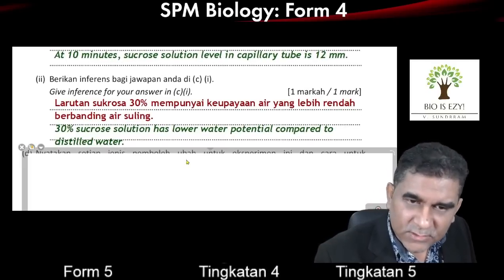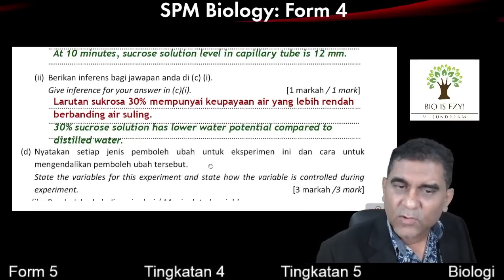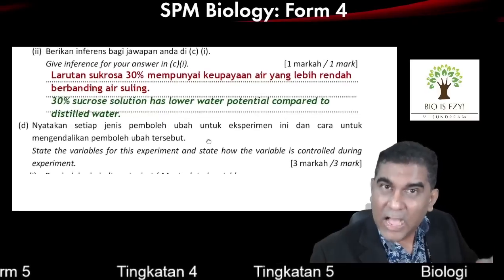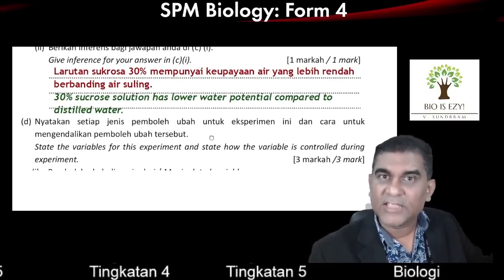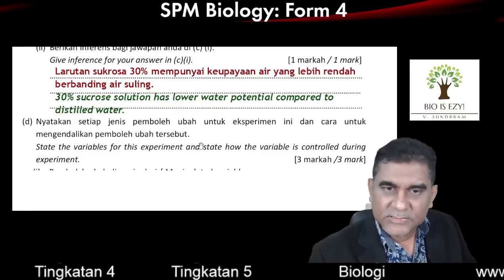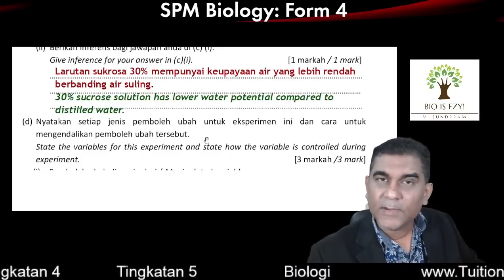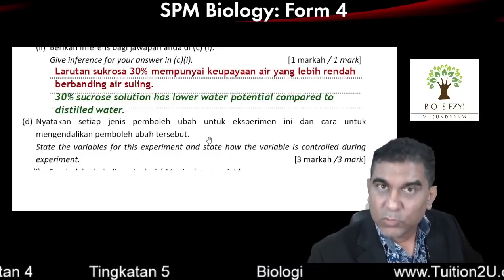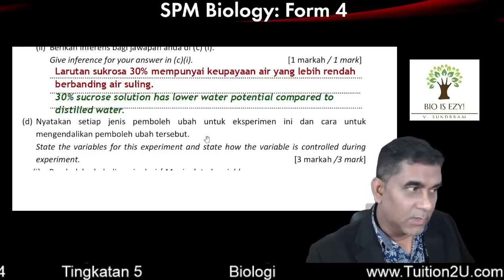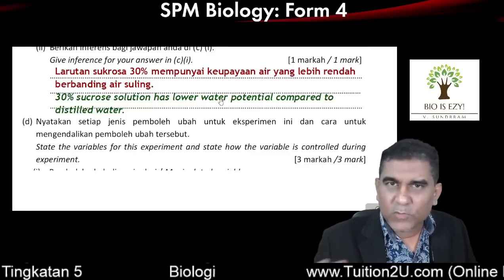Now the next question. We want you to identify all the variables. We also want to know how did you control the variable. Kalau dia unguided, biasanya soalan ini akan keluar. Dia akan tanya apa pembolehubah dan bagaimana kamu kawal pembolehubah tersebut. Kalau dia tidak berbantu, mereka biasanya akan tanya. I combine the question, covering both questions.